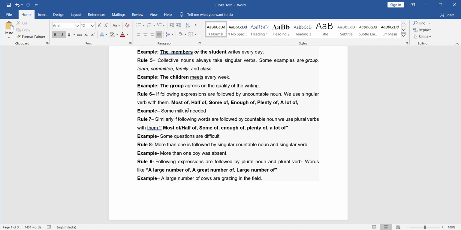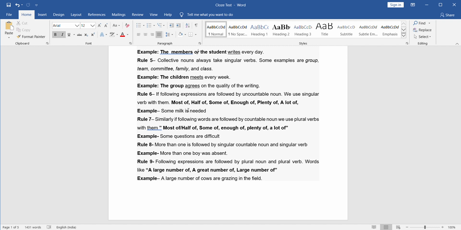Coming to rule number seven, similarly, if the following words are followed by a countable noun, we use plural verbs with them: most of, half of, some of, enough of, plenty of, a lot of. For example, some questions are difficult. Similarly, if the following are uncountable nouns, we use the singular verb with them, like some milk is needed. Milk is uncountable, and that's why we use the singular verb.